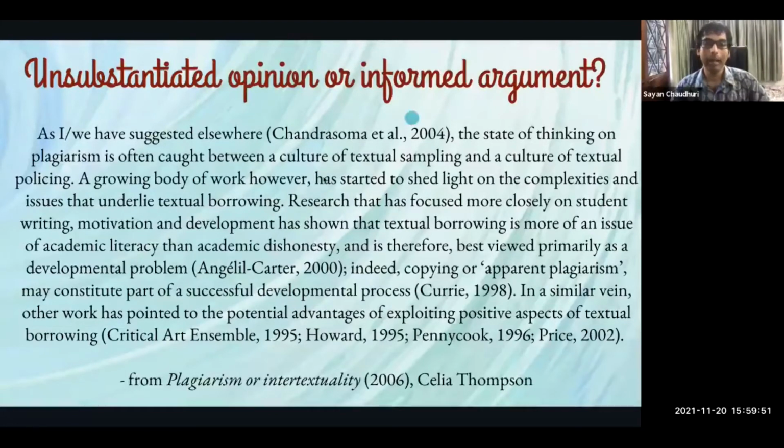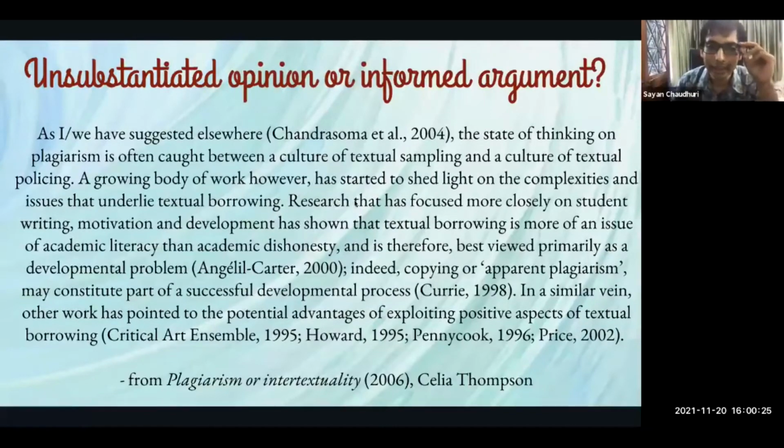And what the author is saying here is that, as we have suggested elsewhere, so the author starts with self-citation. So the author has already worked on this before and has written: The state of thinking on plagiarism is often caught between a culture of textual sampling and a culture of textual policing. A growing body of work has started to shed light on the complexities and issues that underlie textual borrowing. Right? So the author has used this phrase, a growing body of work. And at this point, as a reader, you're thinking, tell me, what is this growing body of work?